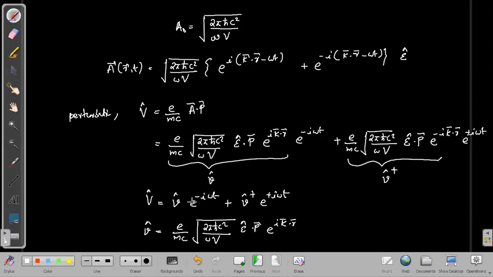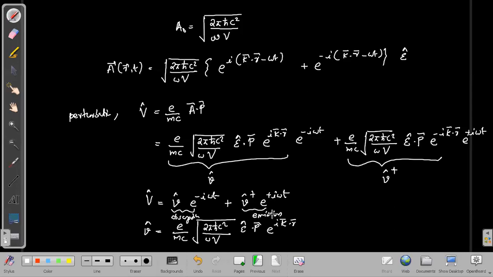So here one of the terms shows the absorption. Okay, so obviously this term represents absorption and this term represents emission. Okay, so due to the interaction with the field, the atom can go to an excited state or the atom can go to a lower state. Okay, so absorption and emission.